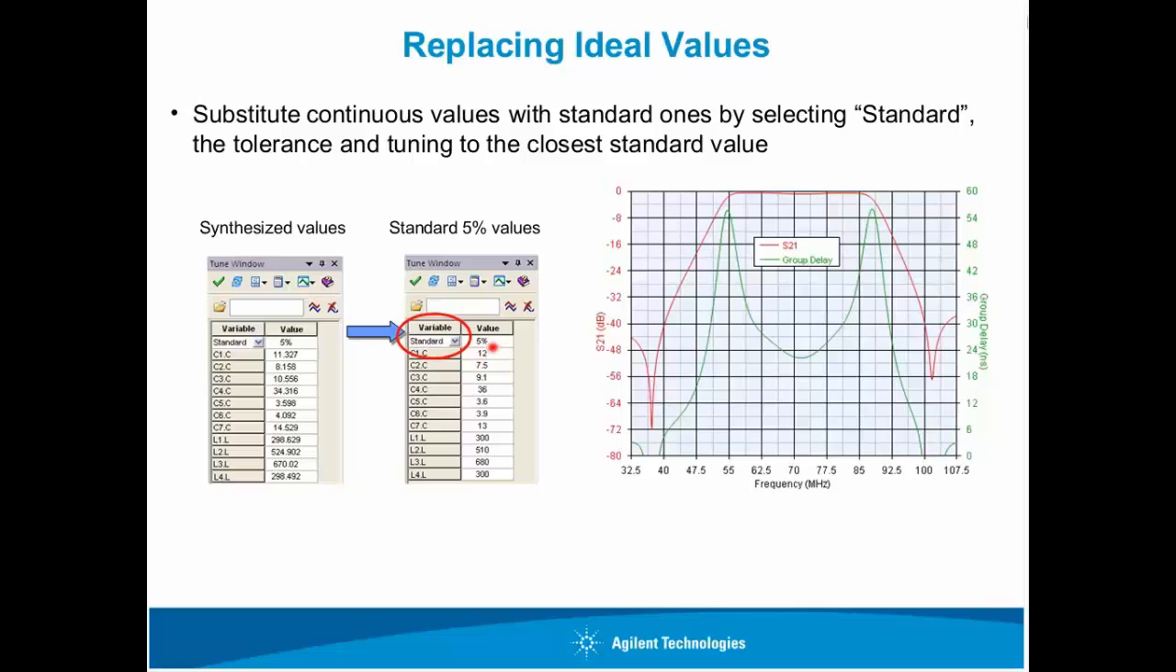And in many cases, optimization might improve the response, but the standard value that's selected here depends on whatever tolerance you have selected at the top. With a 5% tolerance, we were able to set all of the parts on standard values and still maintain our symmetric response very close to what the response was before we set it on standard values.